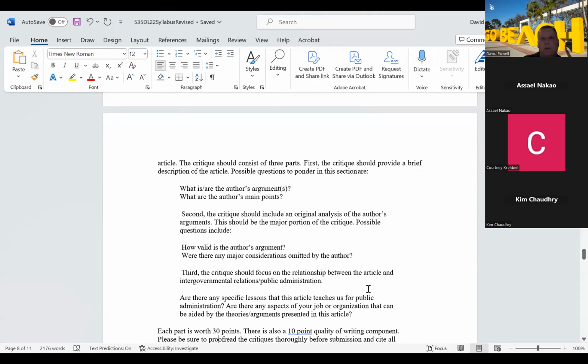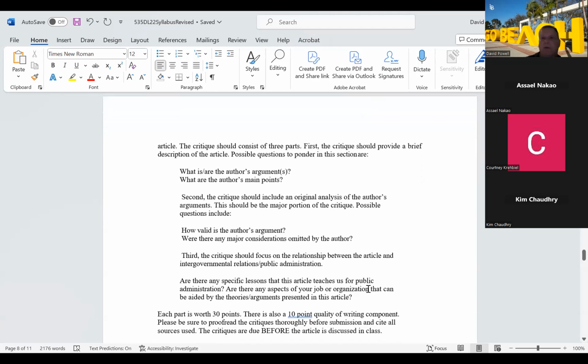The second part is what I'm most interested in. It's a critique, which would be an original analysis of the author's arguments. This is the major portion of the critique. You'll be answering questions such as how valid is the author's argument? So really critique the author's argument. Were there any major considerations that were omitted by the author? This is where you can update the article. If there are some things that happened since article publication, you want to bring that to bear on your discussion there in the second part of the critique.